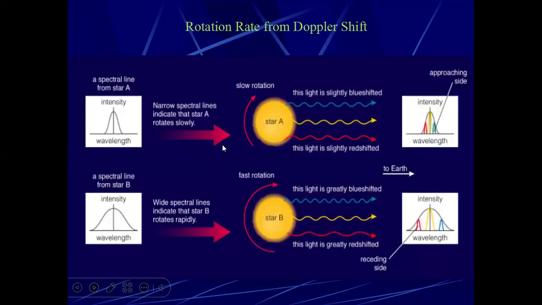Rotation rate from the Doppler shift. This is the slow rotation. This is the fast rotation. Narrow spectral lines indicate that star A is rotating slowly, and wide spectral lines indicate that star B rotates rapidly. This is the normal curve in statistics. We learn from the normal distribution.